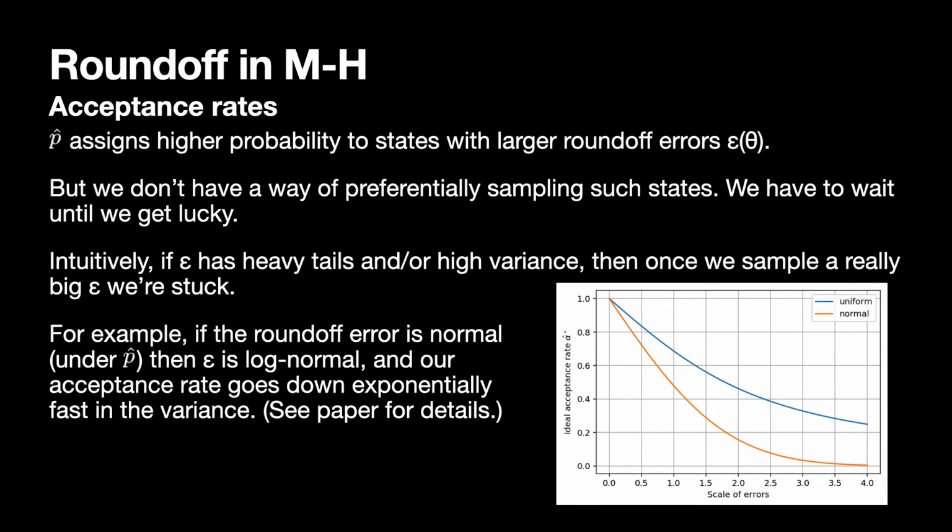And so, for example, if the round-off error is normal under p hat, then that means that e to the epsilon is log normally distributed, and that means that our acceptance rate goes down exponentially fast in the variance, and there's a derivation of that in the paper.